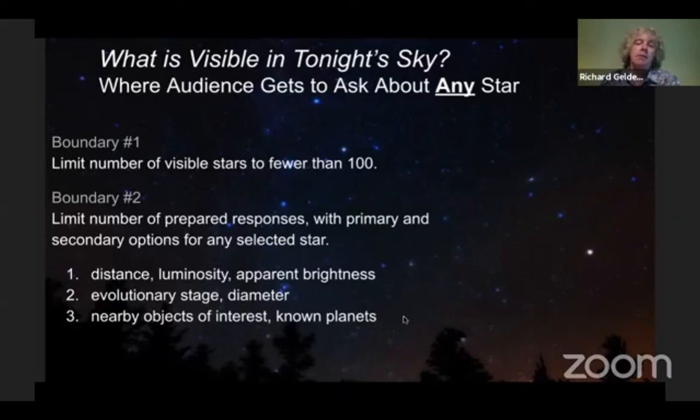I can also limit the number of stories that I'm going to respond to if someone asks about a star. And so I've got three listed here. One would be things that they expect: factoids, distance, luminosity, apparent brightness. But the other would be a story that I can put into a tale, something about where it is in its stellar evolution, how big it has gotten depending on its place in the HR diagram and its stellar type. And then if I get trapped because they pick a star that I really don't know much about, I can always go for something nearby in the sky and say, oh, that's a fantastic star to have picked. It happens to be right next to, and then I save myself by going to something I know.